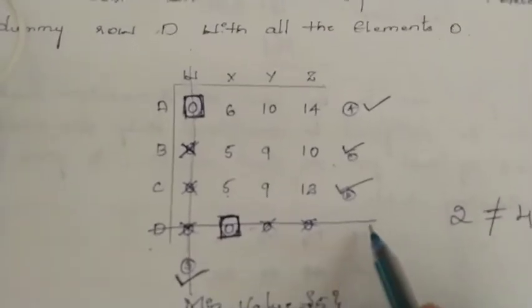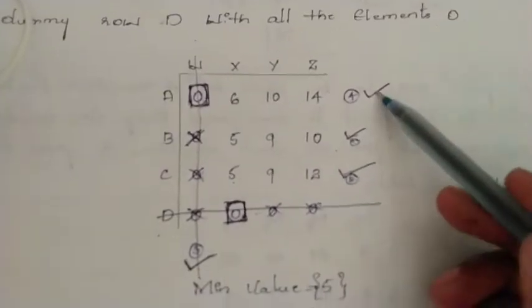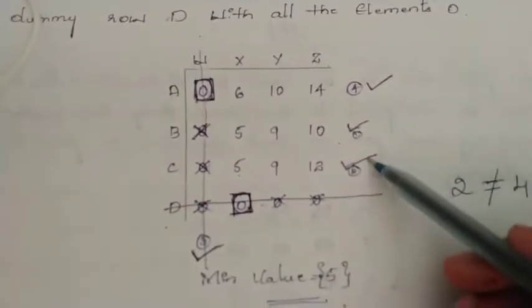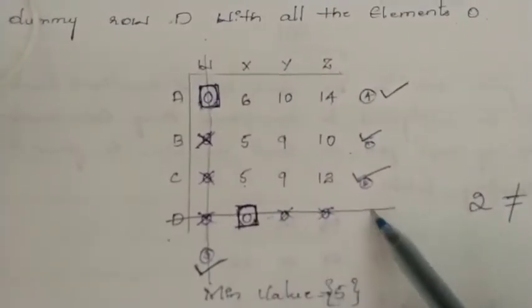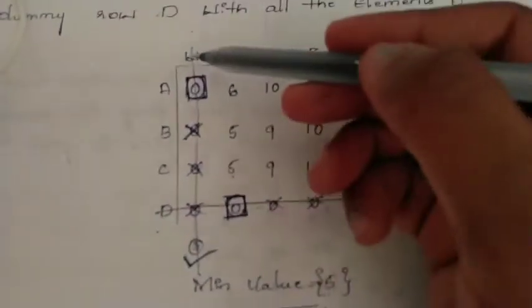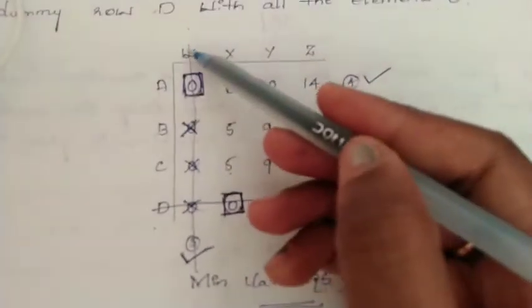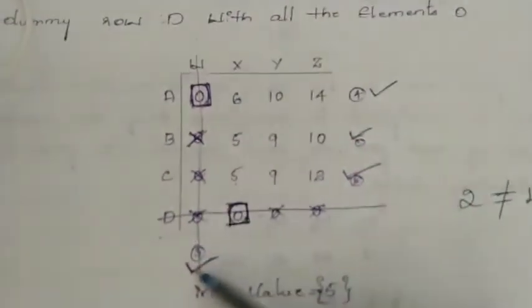Once you do this, now you can draw the lines very easily. That is nothing but just draw a horizontal line with the unmarked row. This is a marked row, this is also marked, this is also marked. The fourth row is not marked. Just draw a horizontal line and also draw a vertical line with the marked column. There is only one marked column here. With that marked column, a vertical line is drawn.